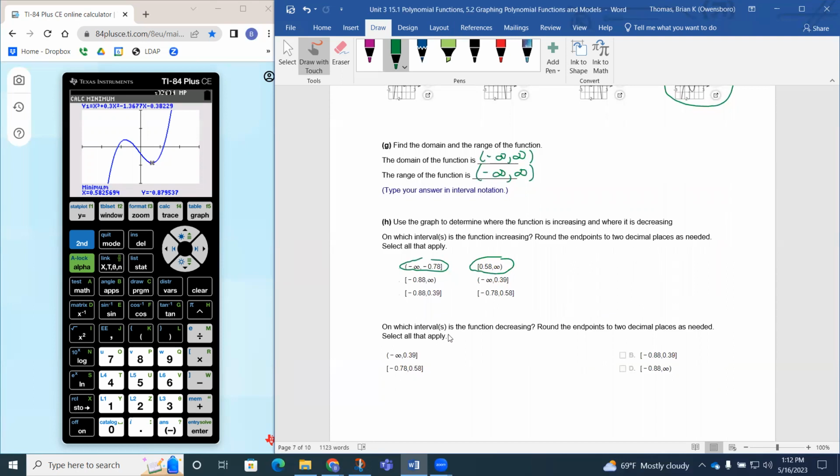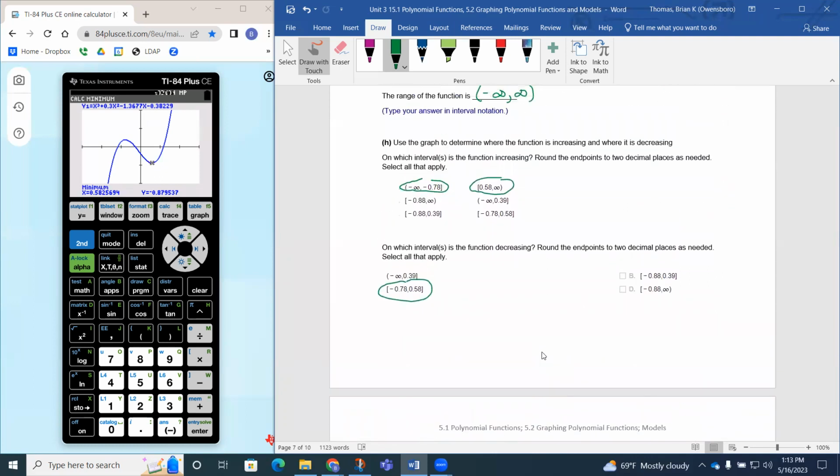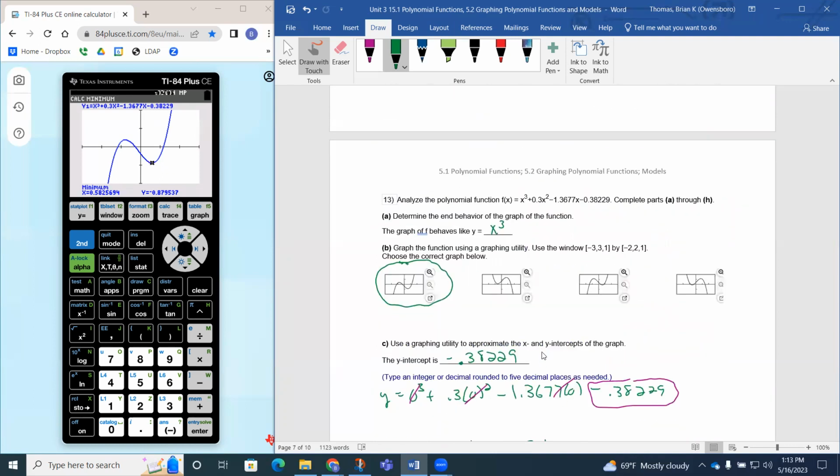So select the intervals or interval where it's decreasing, round to 2 decimal points as necessary. So notice it's decreasing between this turning point and this turning point. So remember that x value was the negative 0.78, and this one was the positive 0.58. So yeah, that negative 0.78 to that 0.58, that's where the graph is actually decreasing. Okay, that was a big problem. So that was question number 13.